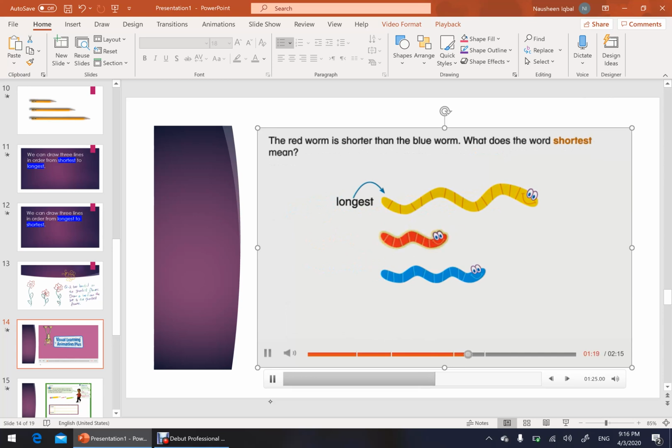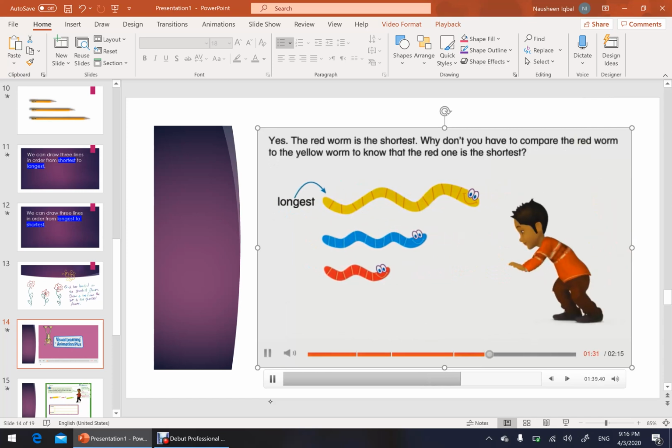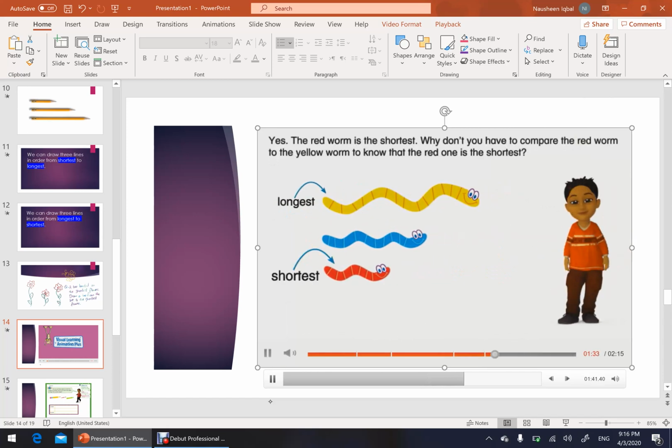What does the word shortest mean? It means having the least length. Is the red worm the shortest worm? Yes, the red worm is the shortest. Why don't you have to compare the red worm to the yellow worm to know that the red one is the shortest? You already know that the yellow one is the longest.